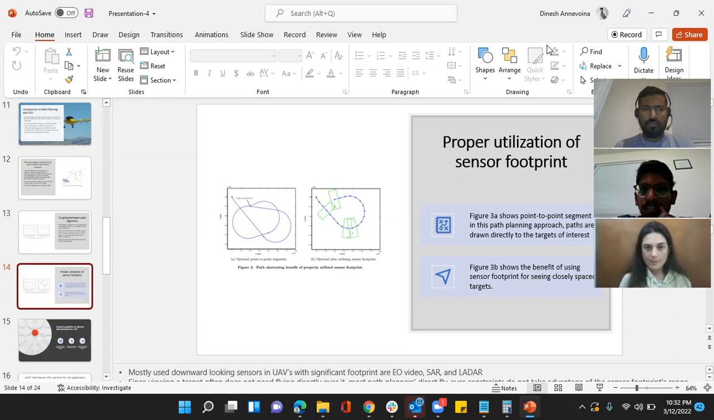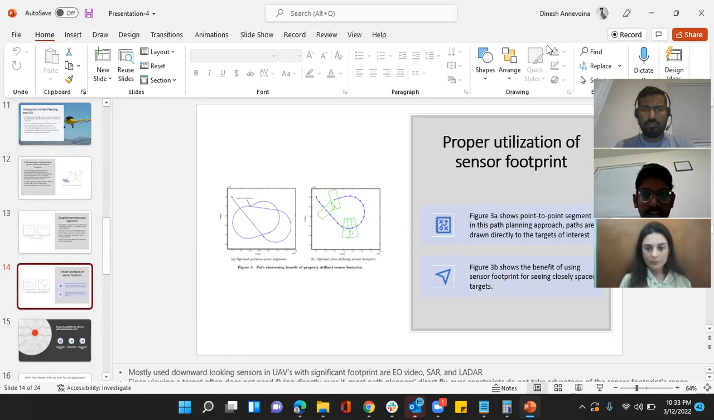So, the other challenge is proper utilization of sensor footprint. In unmanned air vehicles, we see most of the sensors like LiDAR, EO video, or SAR. These kinds of sensors are mostly used to capture the downward-looking environment from the air, from these UAVs. So here, as we can see, figure 3 shows point-to-point segment in this path planning approach.